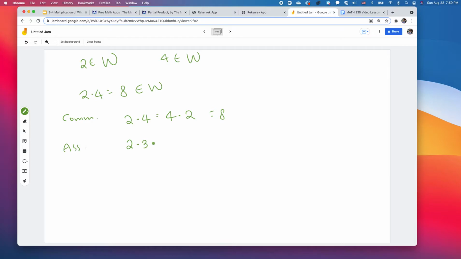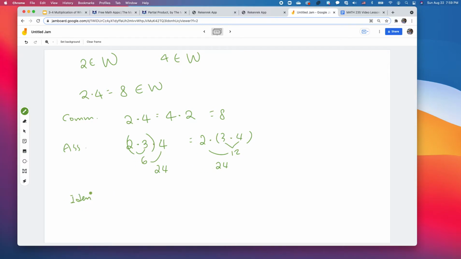If you have more than 2 numbers, even if I don't put the parentheses, you need to do that from left to right. So 2 times 3, which is 6, 6 times 4, 24. You're going to do it this way, right? That's the same as 2 times, you associate 3 and 4 first. So 3 times 4 is 12, 12 times 2, 2 times 12 is 24. So that is associative property, right?